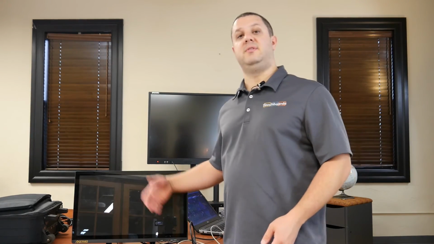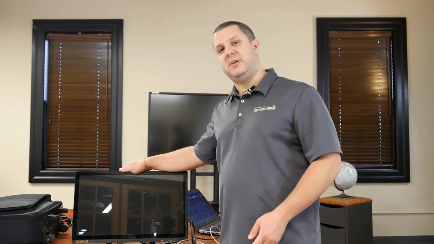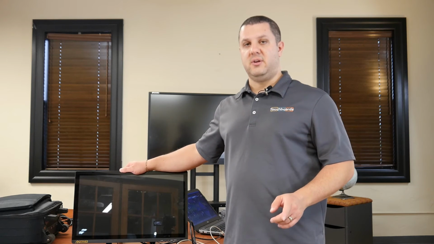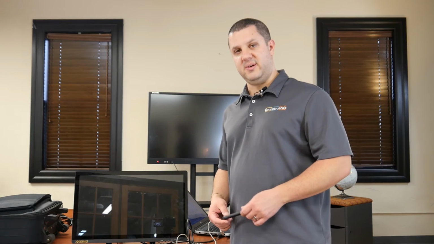Now, that's all well and good, right? But how do we get that video out to our projector or our other display? The Qomo doesn't have a video output, so you're going to need a video splitter. Now your splitter will be a small box. Works real well together. You're just going to need that video splitter to do it.